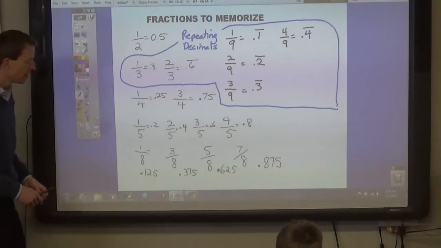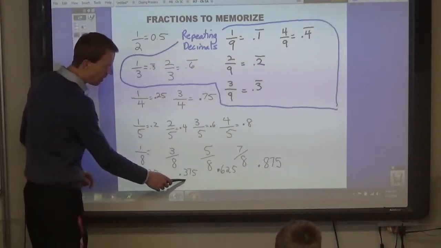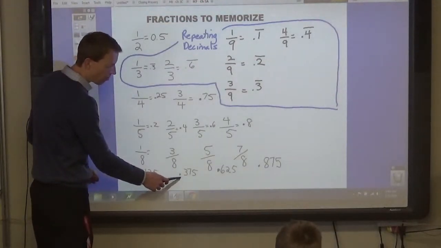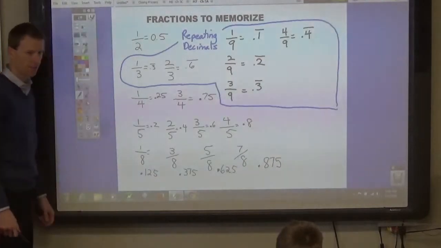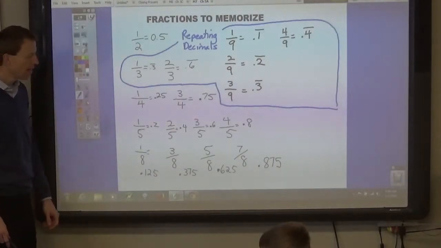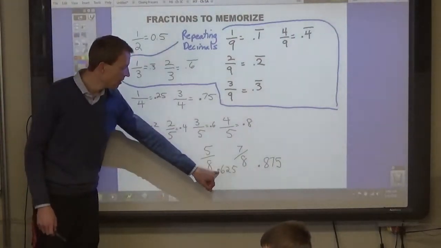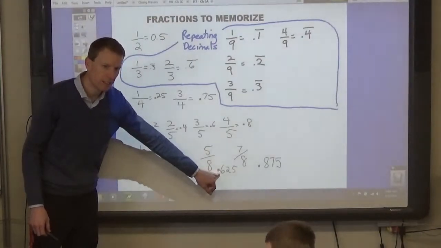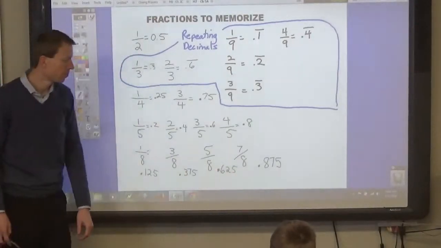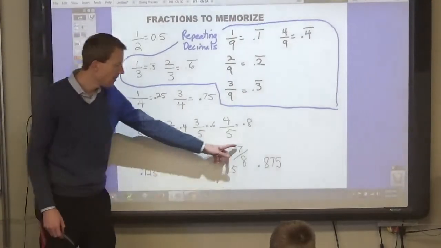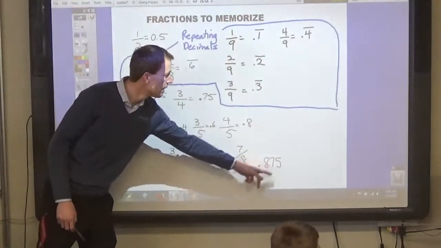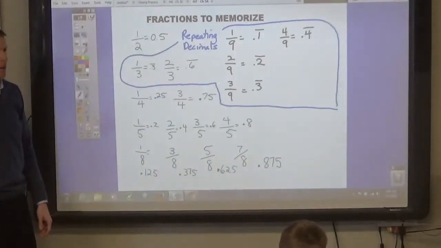And then that means 3/8 is 0.375. And 5/8 is 0.625. And 7/8 is 0.875. Okay?